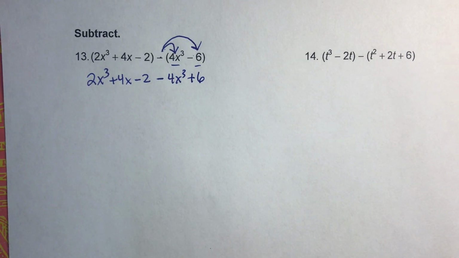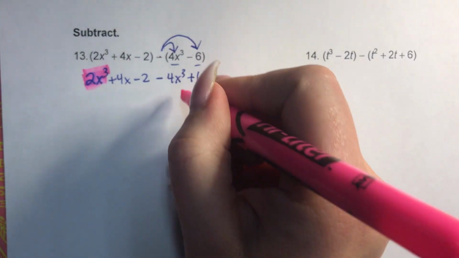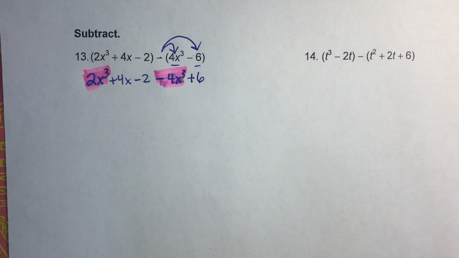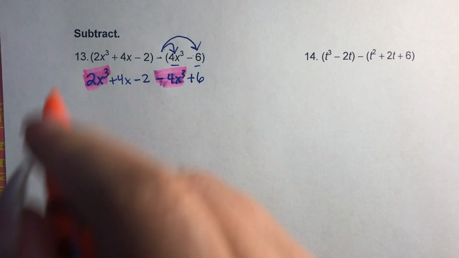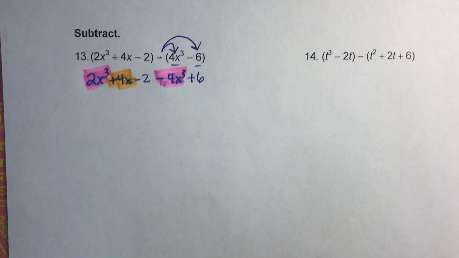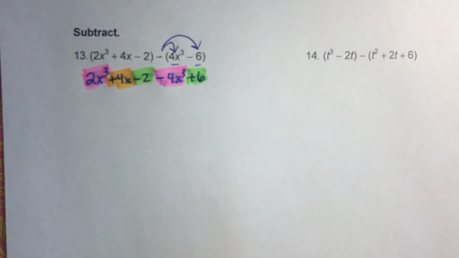Now it's time to identify what the like terms are. So we have this x cubed, right? So we know 2x cubed and this x cubed, that's the highest degree. And then what else? Ooh, we got this 4x. And then we have the constants. Negative 2 and positive 6.